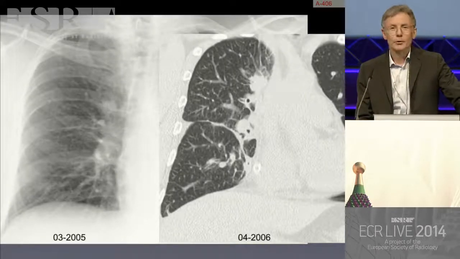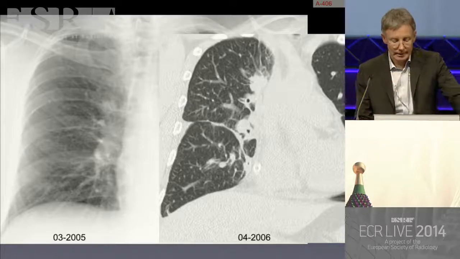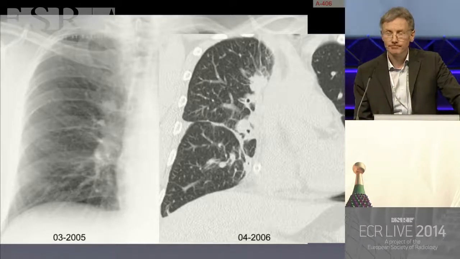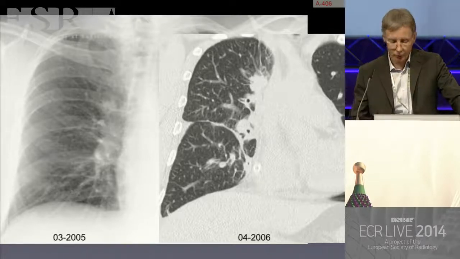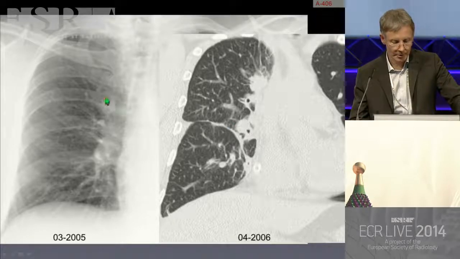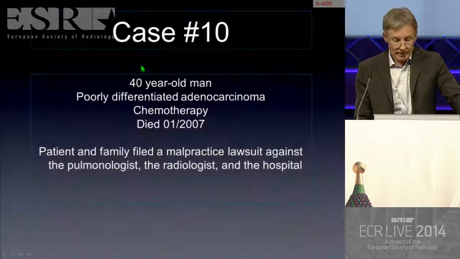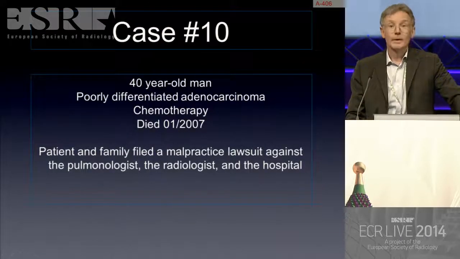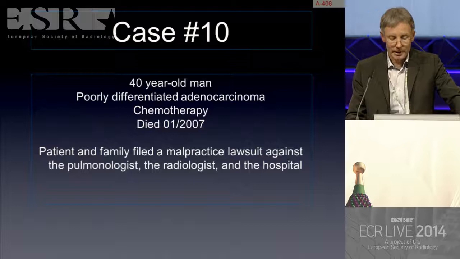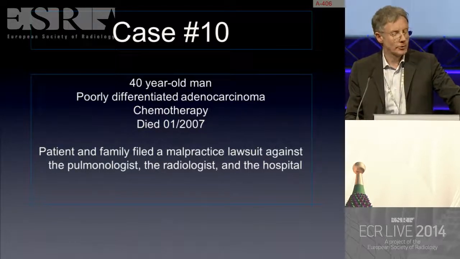If we look back at the 2005 X-ray, the mass could be seen above the hilum on that film a year before. I'm sure Denis is helping me here. Thank you. So, this was a poorly differentiated adenocarcinoma. The patient had chemotherapy. He died in January 2007.